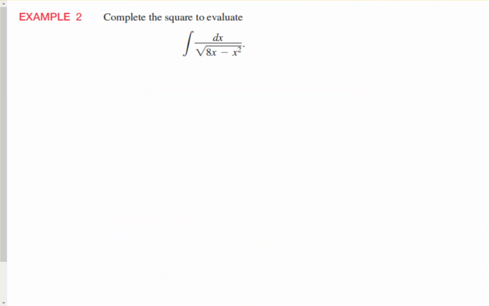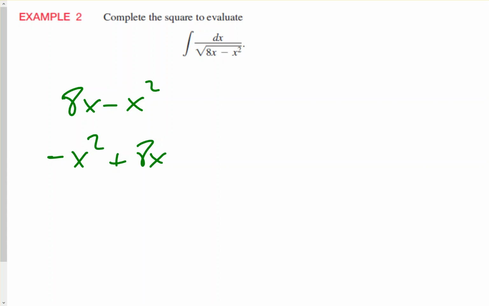Okay, let's take a look at our next one. It says complete the square to evaluate. Okay, so let's take a look at how we would complete the square in our example 2. We notice that if we have the denominator, it's 8x minus x squared. Let me work with that first. I have 8x minus x squared. I could say that if I'm going to rewrite this, this would be negative x squared plus 8x.